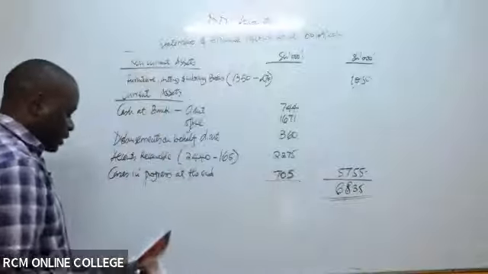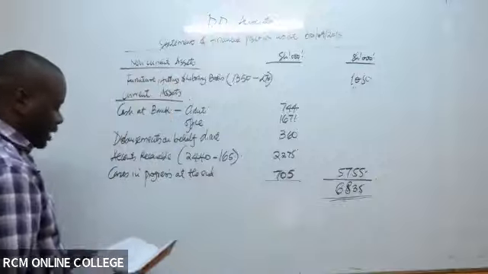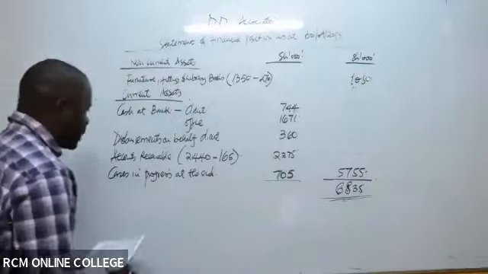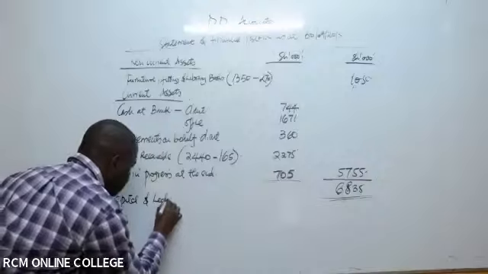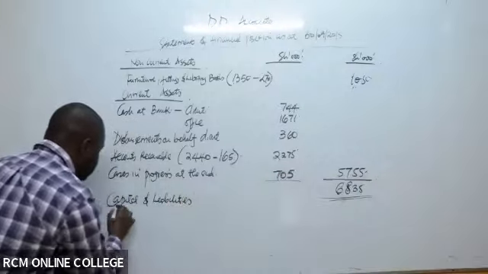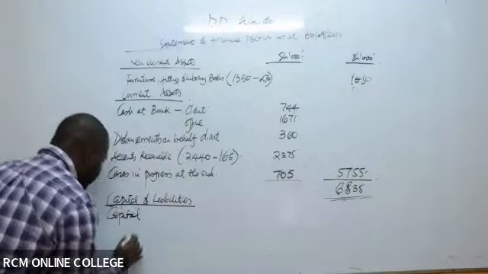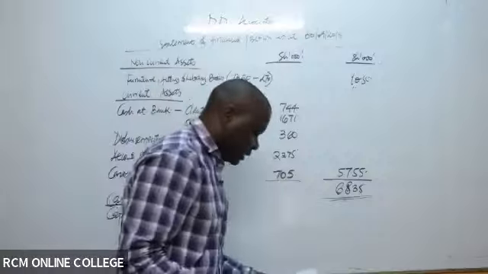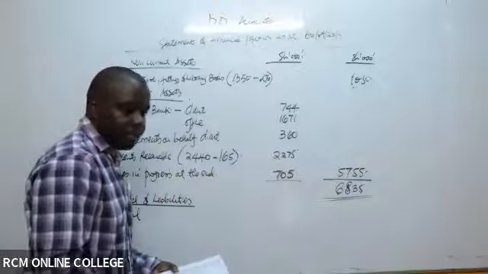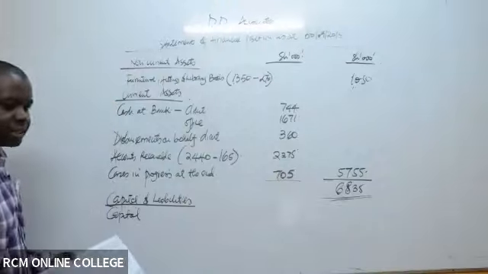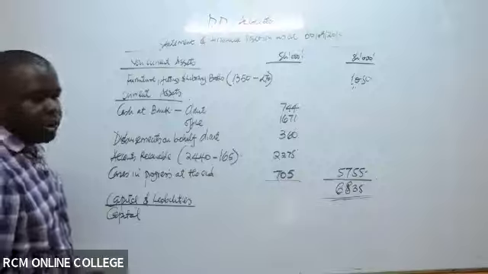That is on the side of capital and liabilities. So if we look at the trial balance, we've been given capital, the capital that was actually injected in this business. It is how much? The capital injected in this business from the trial balance is how much?